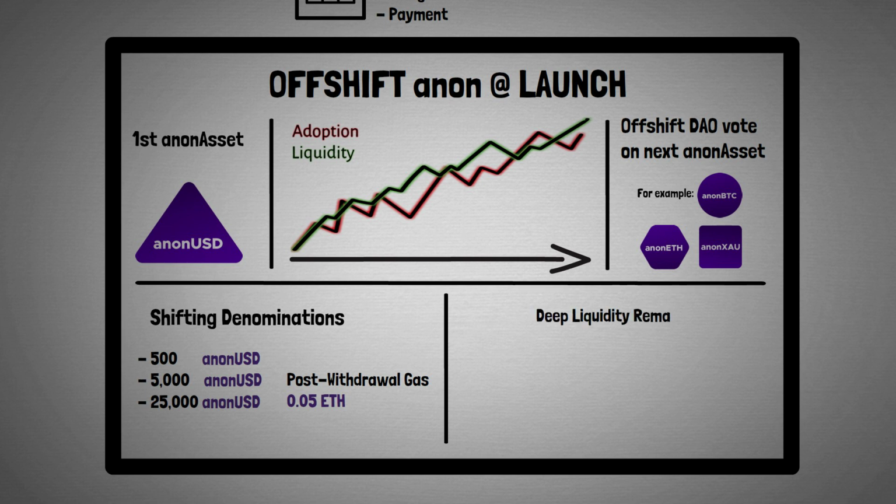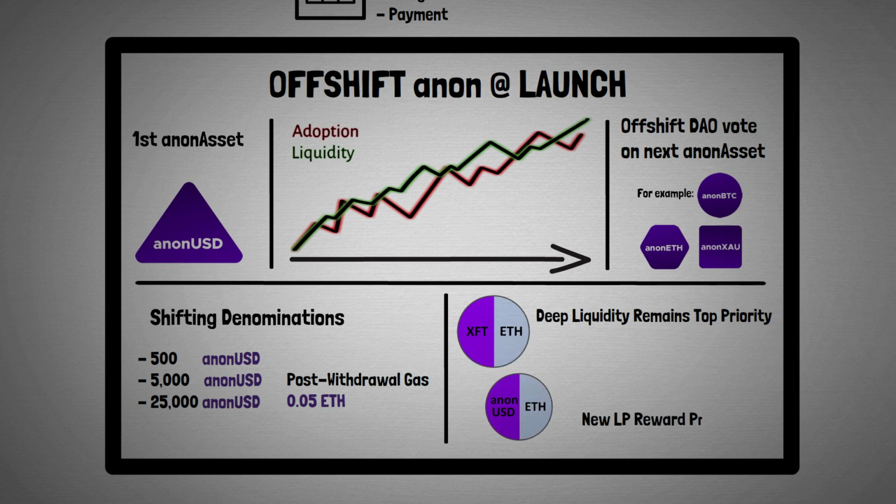Of course, deep public market liquidity is and will continue to be of paramount importance for both XFT and anonUSD. Offshift Core will announce new LP rewards programs to incentivize LPs supporting XFT and anon assets in public markets, and will release all relevant details at the appropriate juncture.